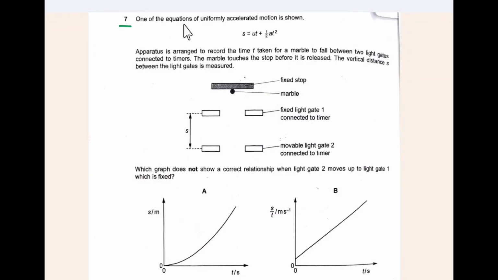So the only correct answer is question number 7. One of the equations of uniformly accelerated motion is shown, that is s is equal to ut plus half at square, and here acceleration is uniform acceleration.